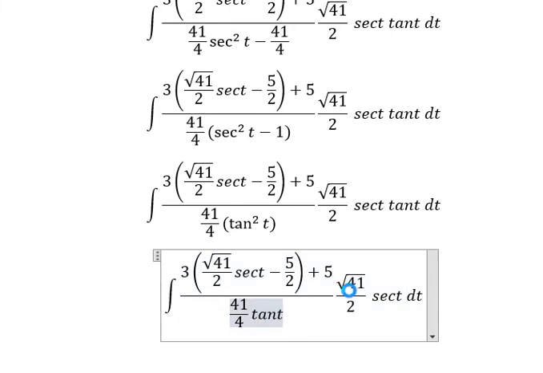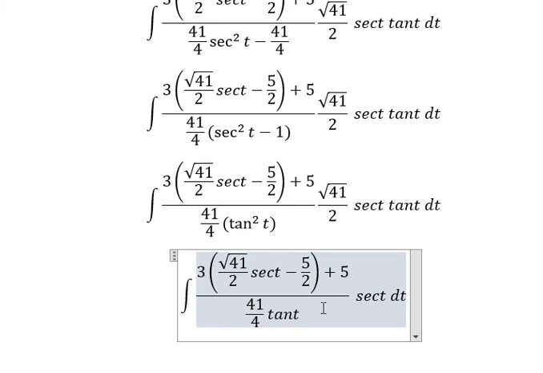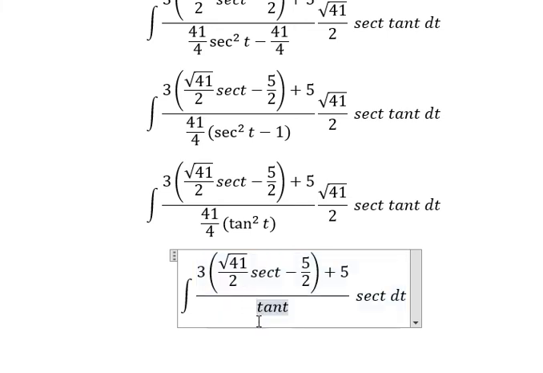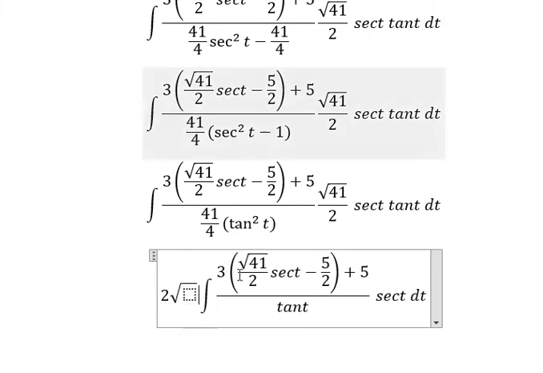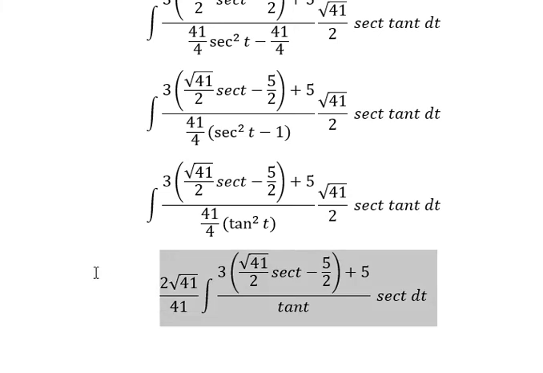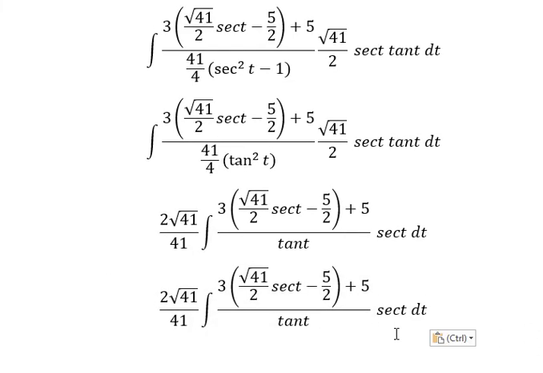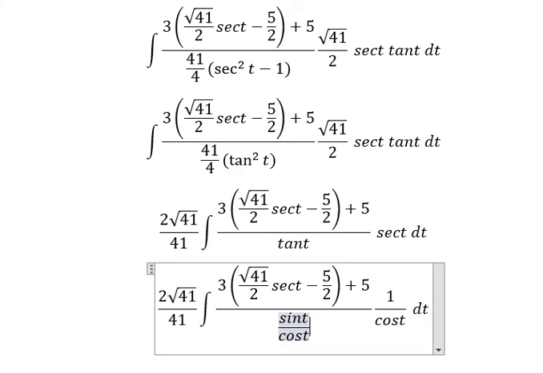The square root of 41 over 2 divided by 41 over 4, you will go about 2 multiplied by the square root of 41 over 41. Next, secant of t we change for 1 over cosine t, and tan t we change for sine t over cosine t. So we simplify cosine t and cosine t.